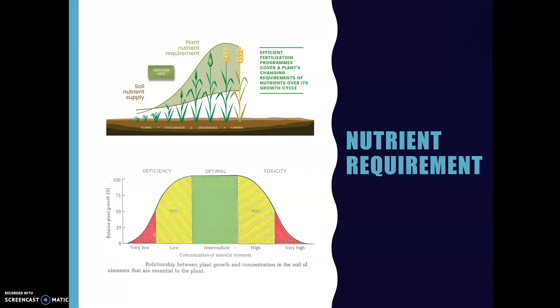Okay, we are already in the last part of this chapter, the last part of session 1. Nutrient requirement. If you see in the graph, we have relative plant growth against concentration of essential elements. Sometimes in exams they come out with this graph. They ask you to explain the graph, for 9 or 10 marks. It's very easy actually.